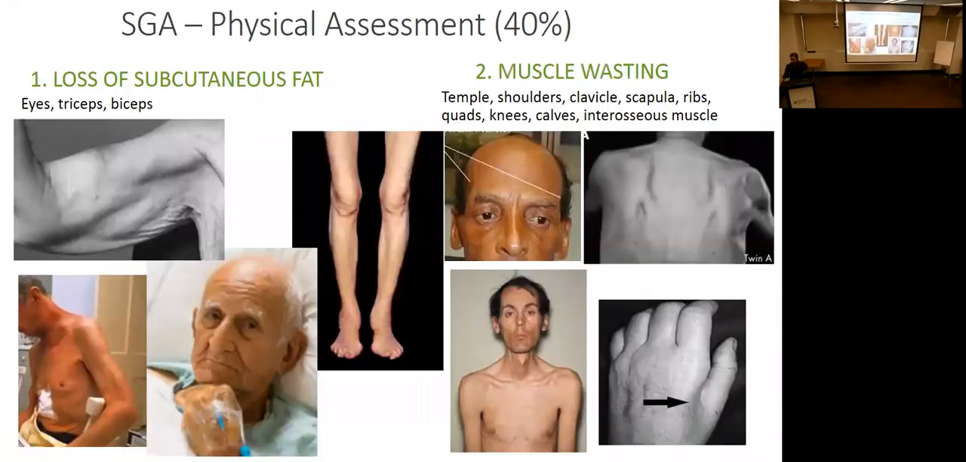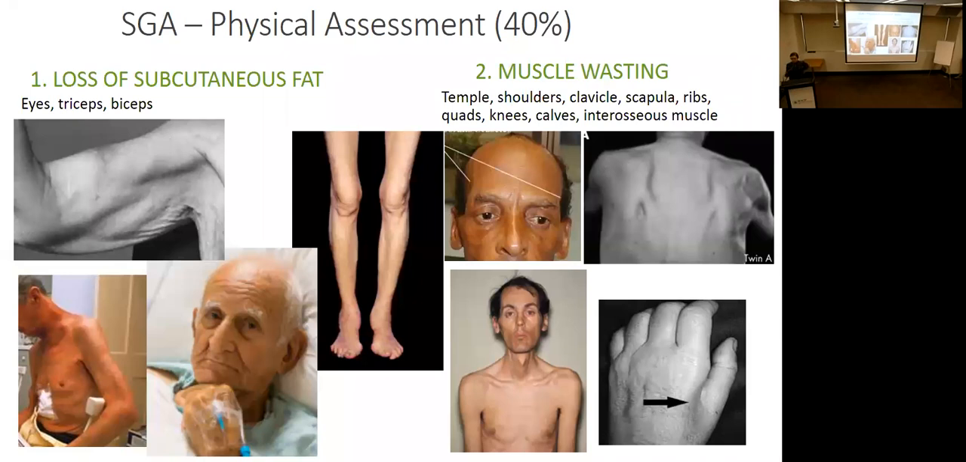So then in the physical assessment, which is weighted at 40%, what we're looking for and things that you can keep an eye out for when you're doing your physical assessments, is there evidence of subcutaneous fat losses, particularly under the eyes? Are they hollow? Triceps and biceps, when you pinch the skin underneath the muscle, is there a good amount of subcutaneous fat, or do your fingers touch? And that's a good indicator of how much subcutaneous fat stores that they have.